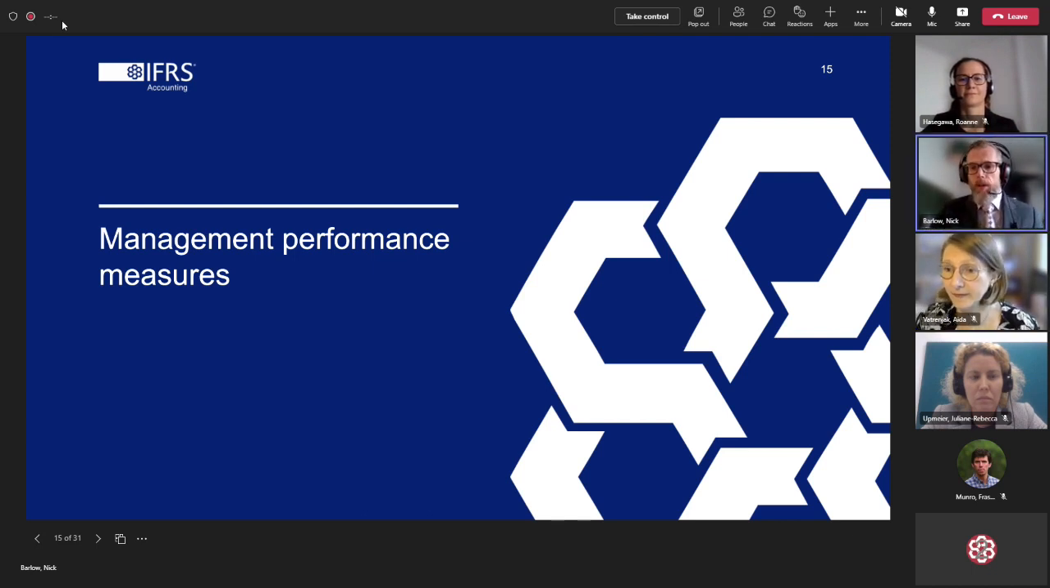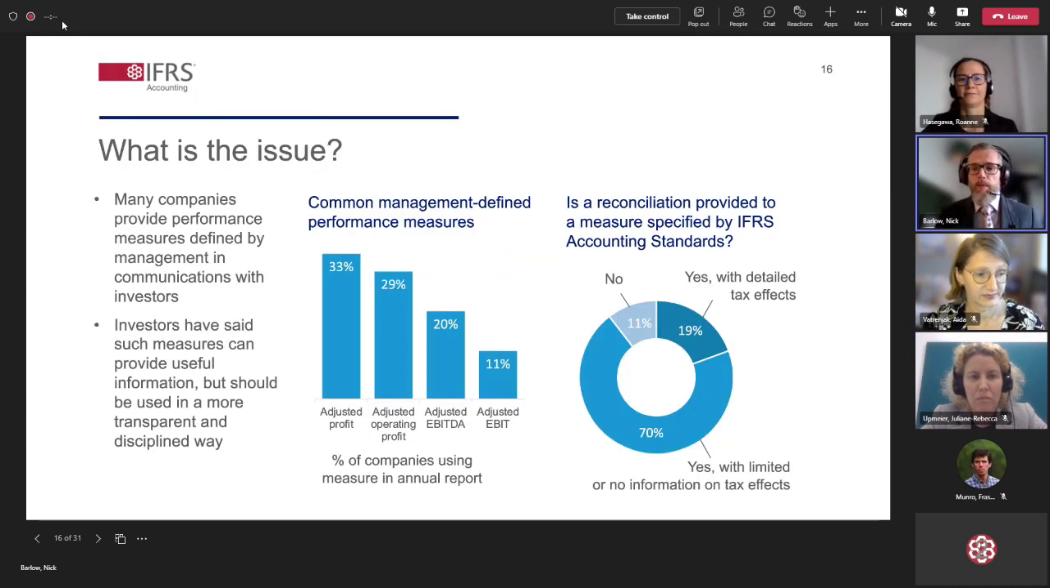Yeah, so the second key part of the proposals are for management performance measures. And again, let's start with the issue that management performance measures are trying to address. Now, we know many entities today provide a variety of management performance measures or management defined performance measures, such as adjusted profit. And what we found in our research was no different. In fact, most entities disclose some type of management defined measure. And the slide shows here some of the more popular ones that we found. Our research also showed that some entities provide detailed reconciliations for these measures, but some provide limited reconciliations, and a few even have no reconciliations at all.